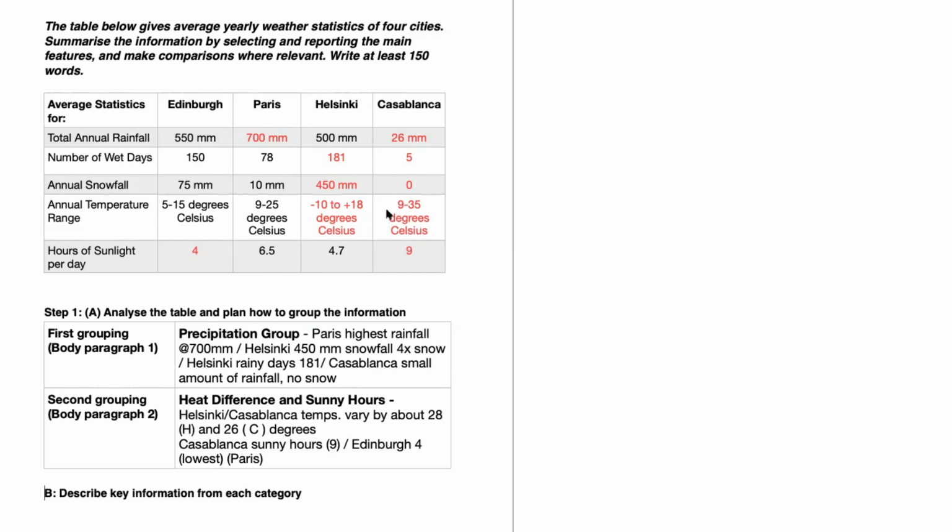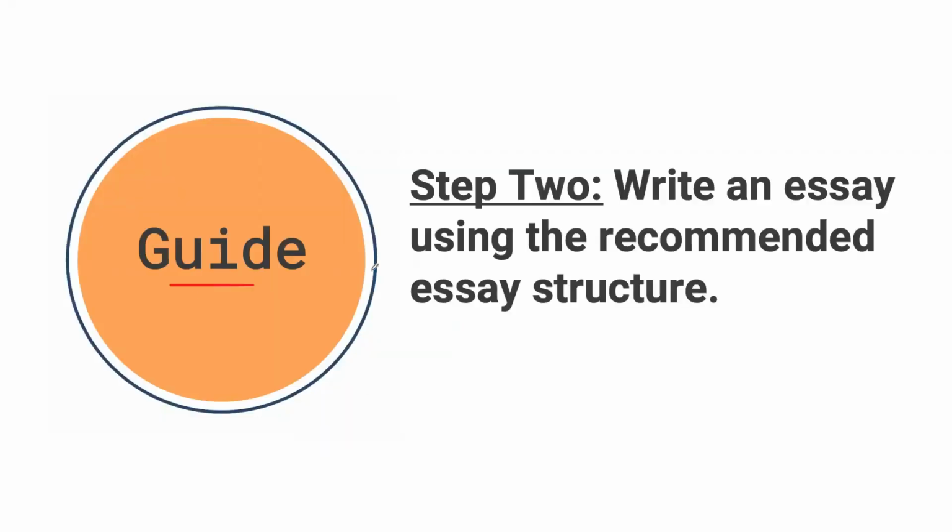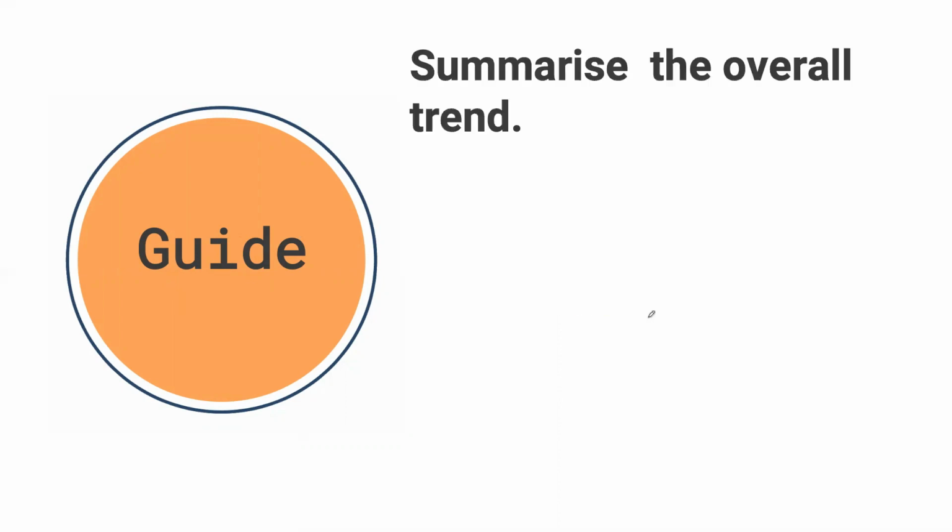Now I'm going to just remind you about step 2. We're going to talk briefly about looking at an overall trend, and then we're going to start writing this essay. Okay, now just to remind you of our guide, step 2 is going to be writing an essay using the recommended essay structure. Before we do that, there is one bonus step, I like to call it, and that is summarizing the overall trend.